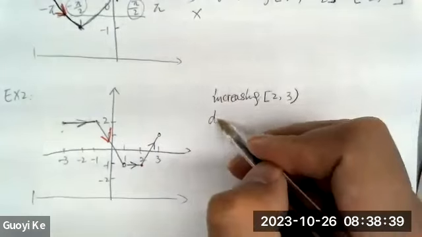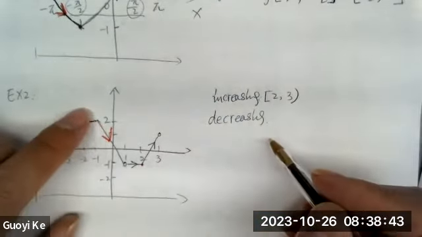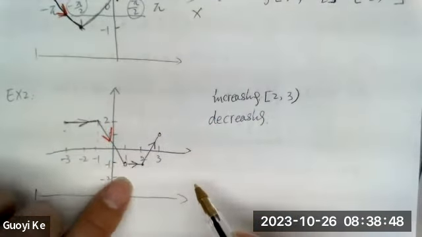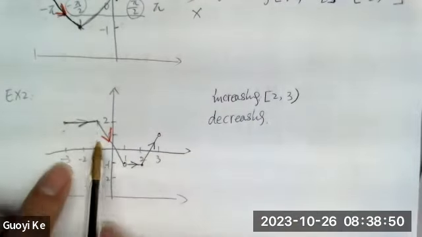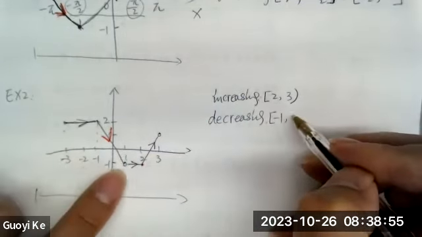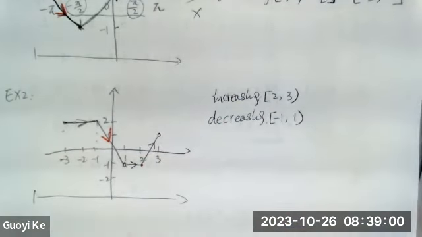And decreasing is from this part. It's down because in this part, the arrow is down. So from -1 to 1. Because here is an open circle, 1 should not be included, and here is a solid point.